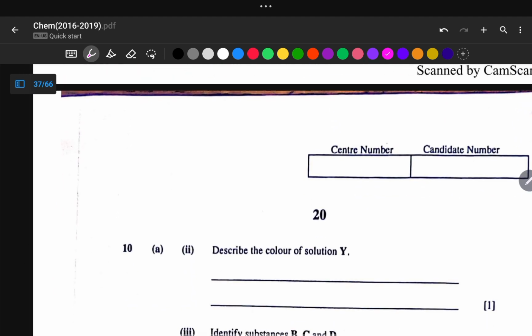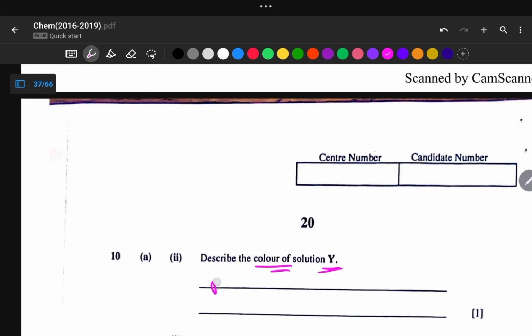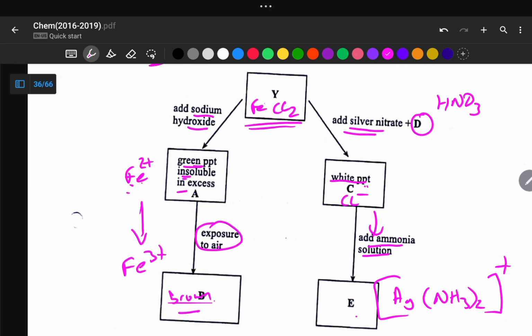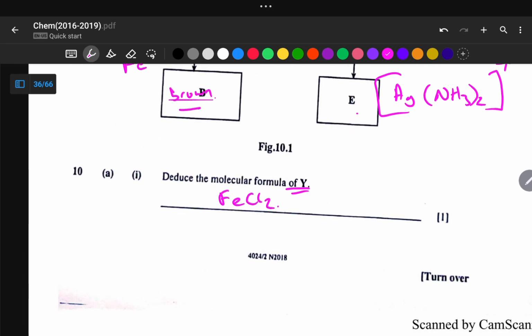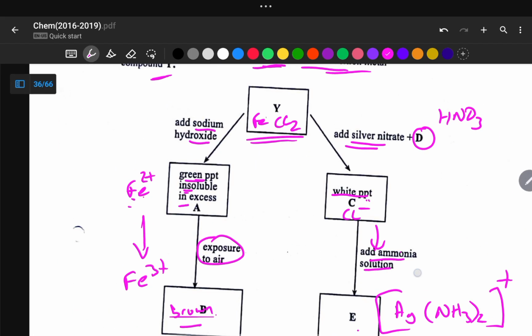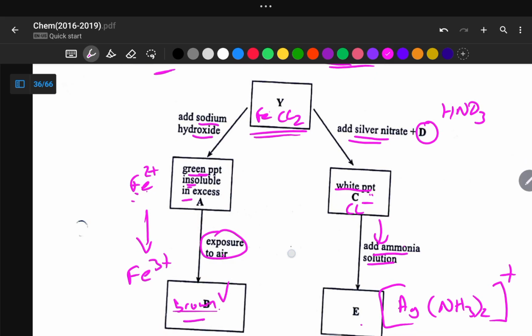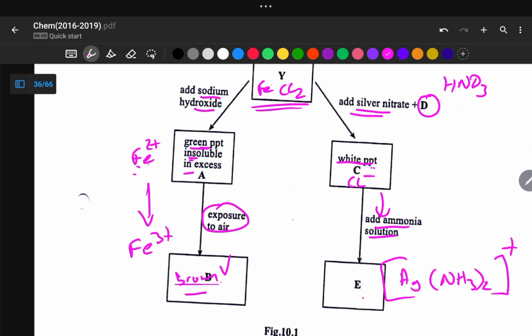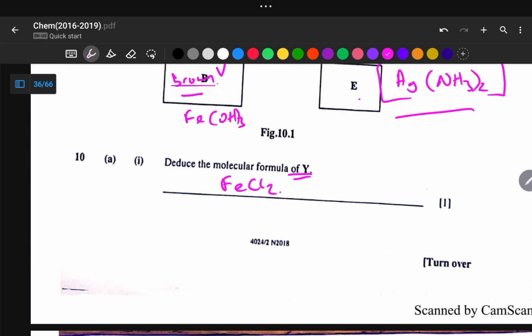And then describe the color of Y. So the color of Y, it is a pale green solution, right? We are having white and green, so we're going to have a pale green solution, right? And then identify the substances B, C, and D. B, which one is our B? Here is our B, so it's iron 3 hydroxide, right? And then our D, we are going to have nitric acid, and then our E, we are going to have silver diamine. But this is not for you guys, right?